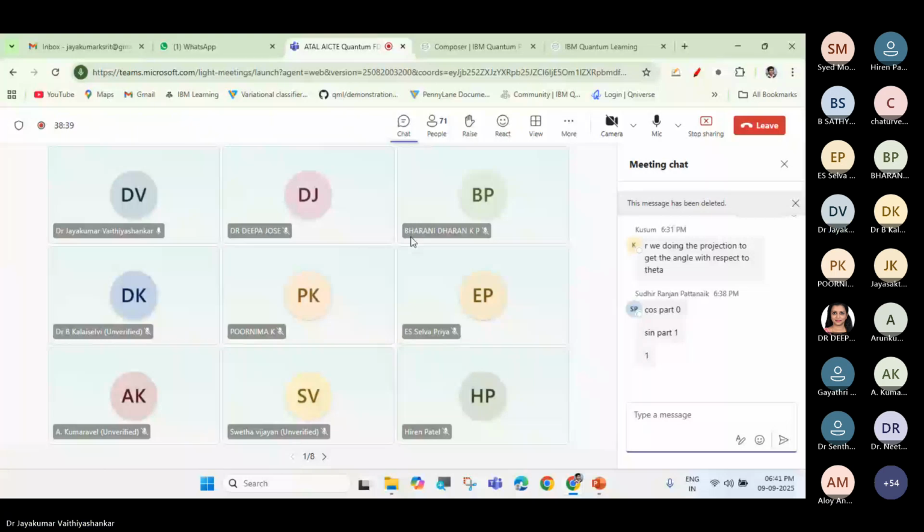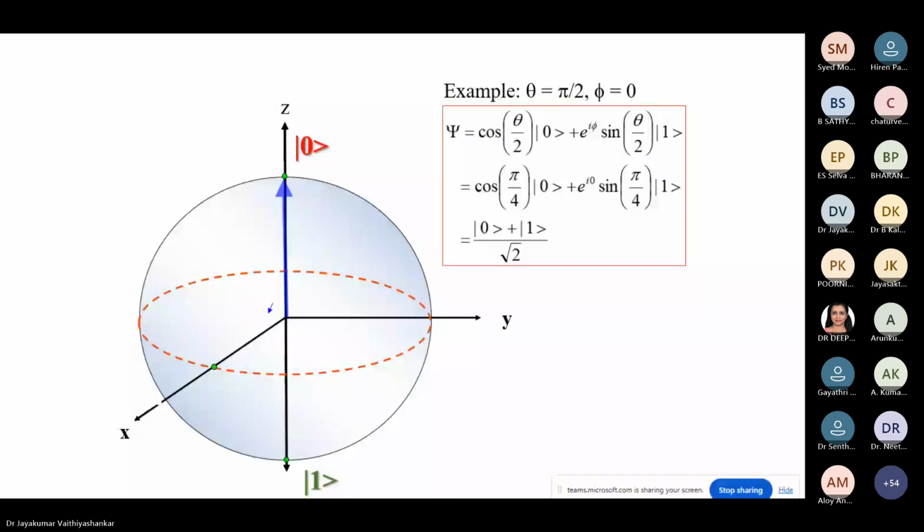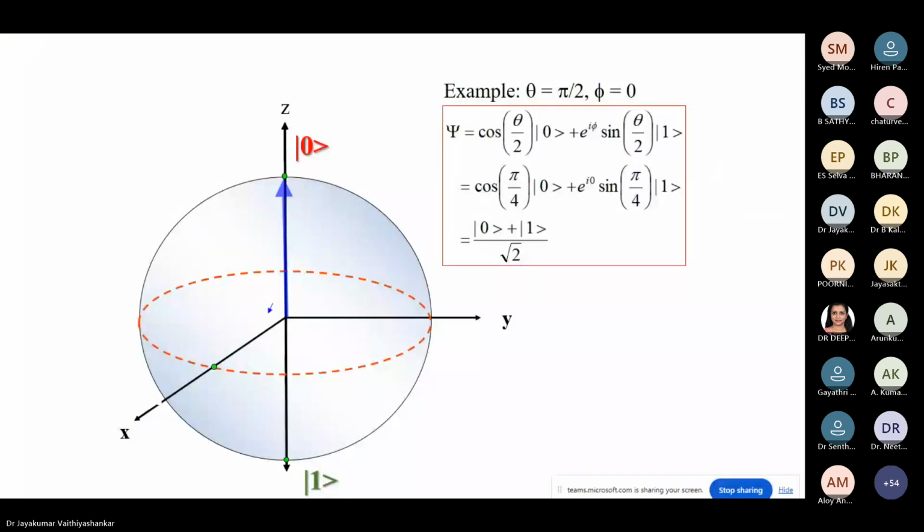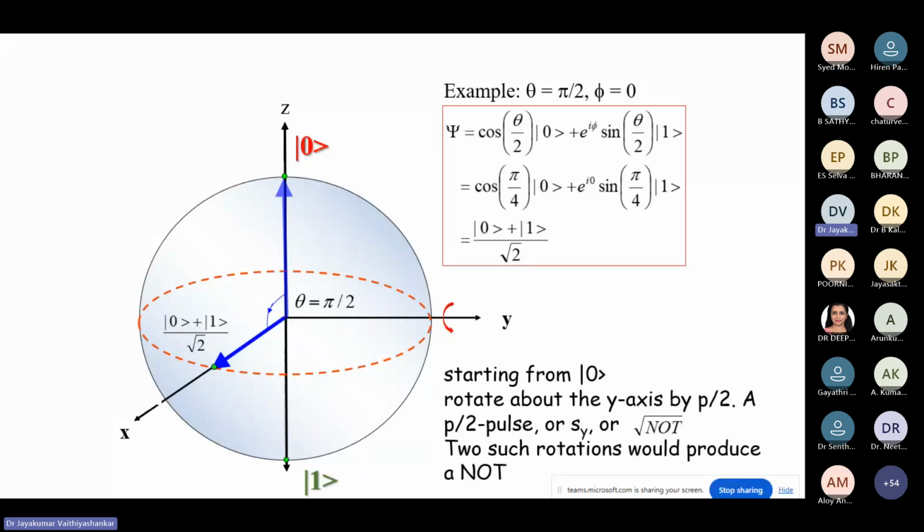Sudhir Ranjan sir, if you apply theta equal to pi by 2, where will it go? Kumaravil sir, are you able to guess? I'm not calculating very particularly, but in between state 0 and state 1. Yeah, that's right. So it will go to the equator.